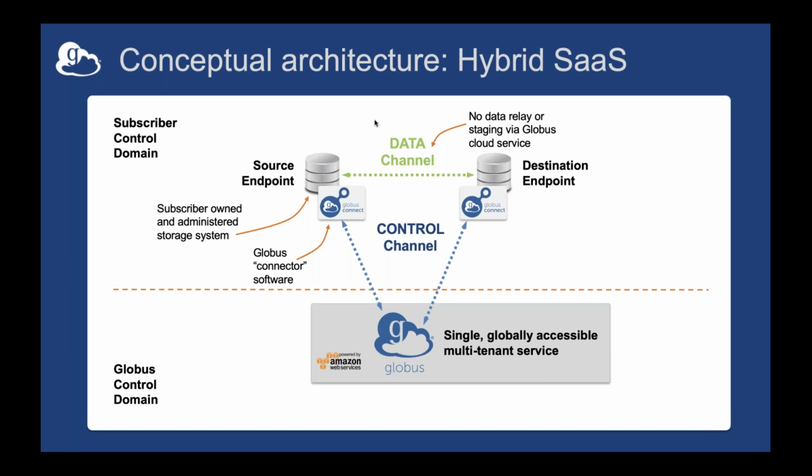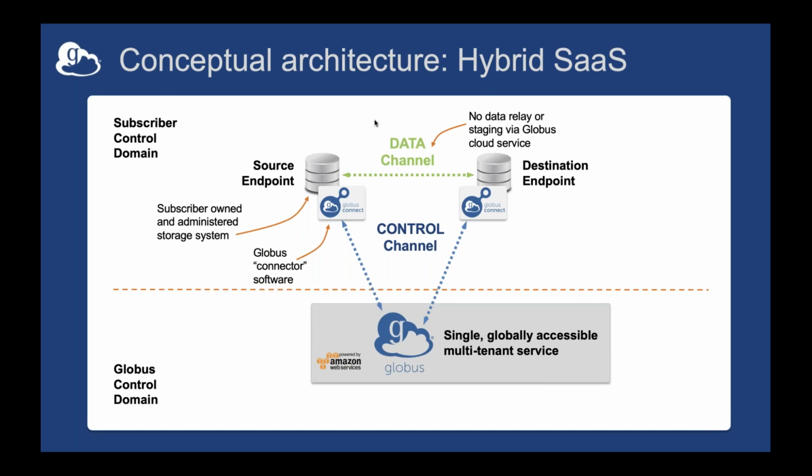The actual data transfers occur between what we call endpoints, which are storage systems that run a simple Globus Connect server piece of software. So this, for example, here we show a transfer from a source to a destination. The source might be your workstation or laptop. The destination might be a high-performance computing center or a cloud storage system. It doesn't matter what it is. The point is you can ask Globus to move data from one endpoint to another.